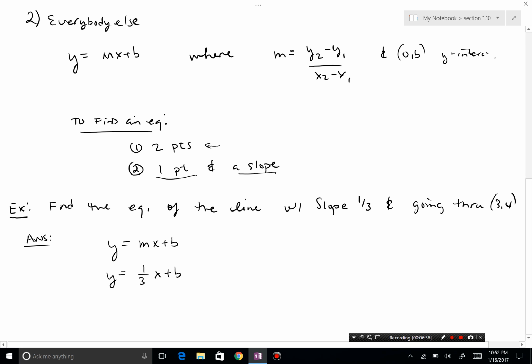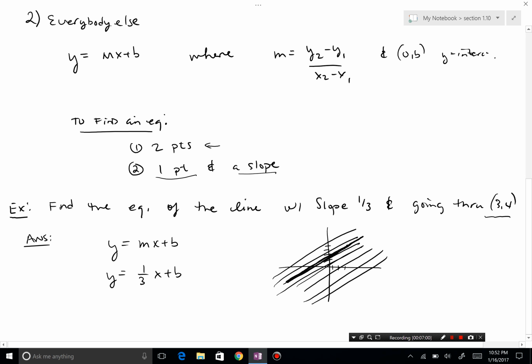Now, why is this not a suitable equation? Because there's an infinite number of lines with slope 1/3. But there's only one line going through (3, 4), which is right here, with slope 1/3. That's the line we're looking for. So who is it? Well, we're going to plug this point into this line and figure out what our y-intercept is going to be. So we plug in 3 for x, 4 for y, and it should be magical. I'm hoping.